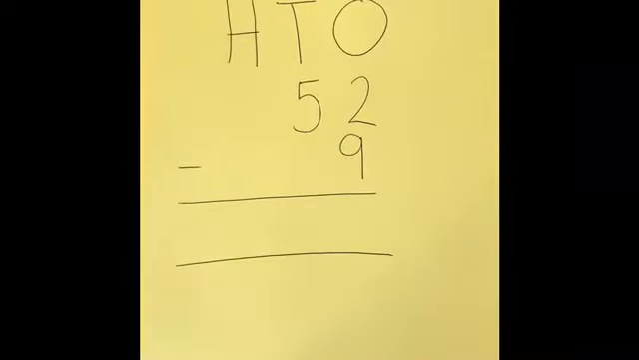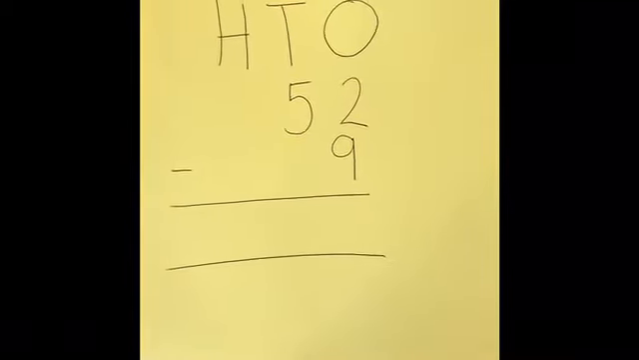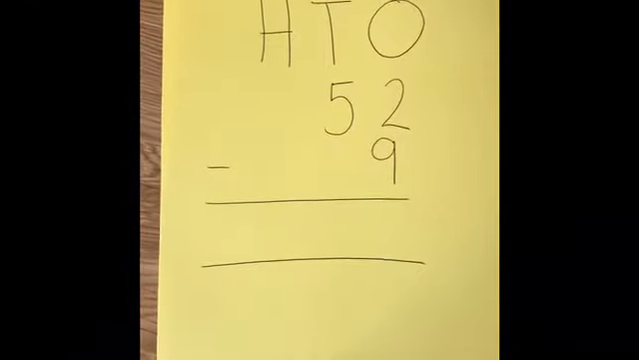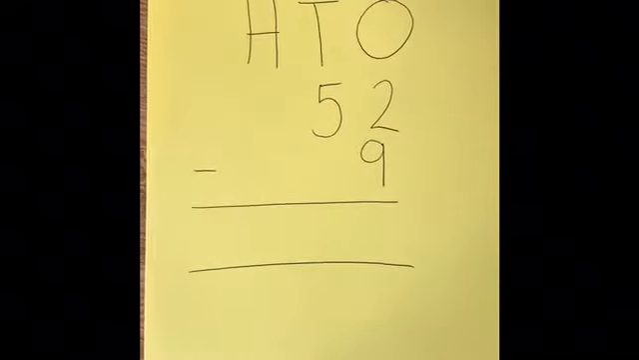Today we're going to be looking at column subtraction. So if I was wanting to work out 52 take away 9, I'd set it out much the same way as I would with a column addition. So I've got my hundreds, tens and ones at the top, and we go down the ones column first.